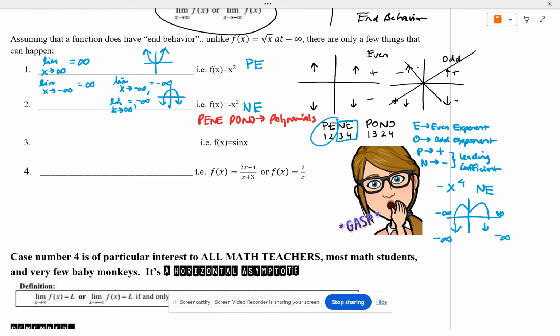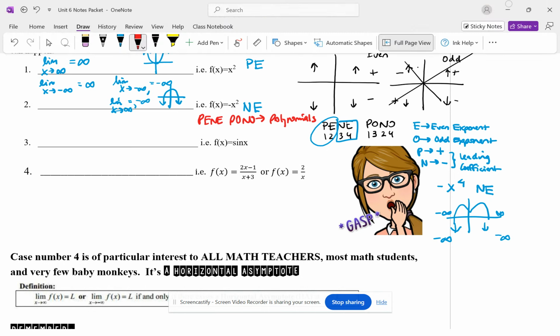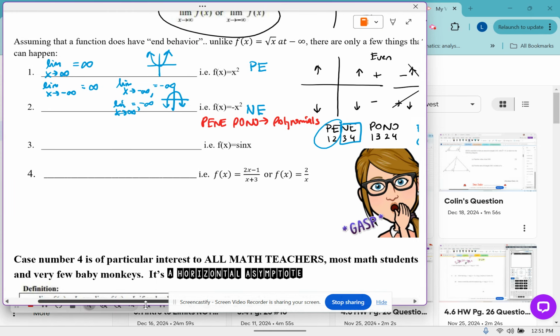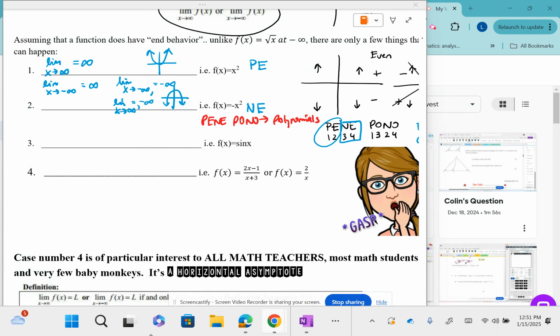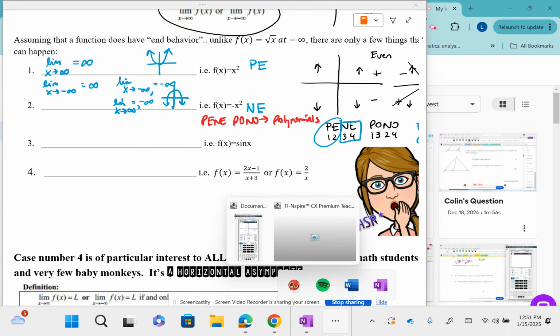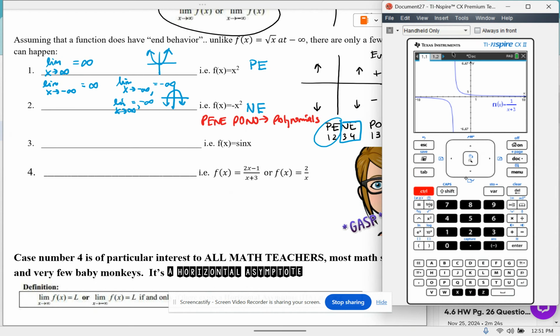And then I wanted to mention a special case in number 3. So in number 3, think about the graph of sine of x. Does it have a distinct end behavior? Sin x? No, right? It's a periodic function, which means it repeats in nature. Look at this. It just keeps going back and forth between -1 and 1. So what is its end behavior going to be?